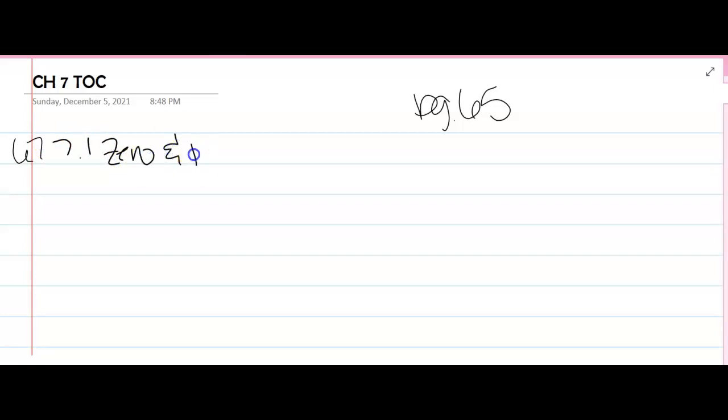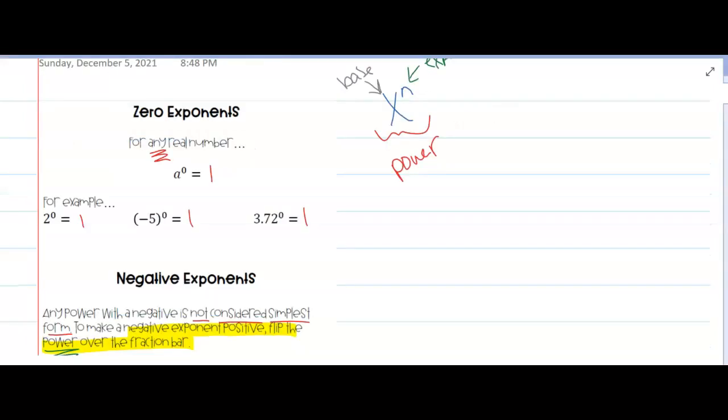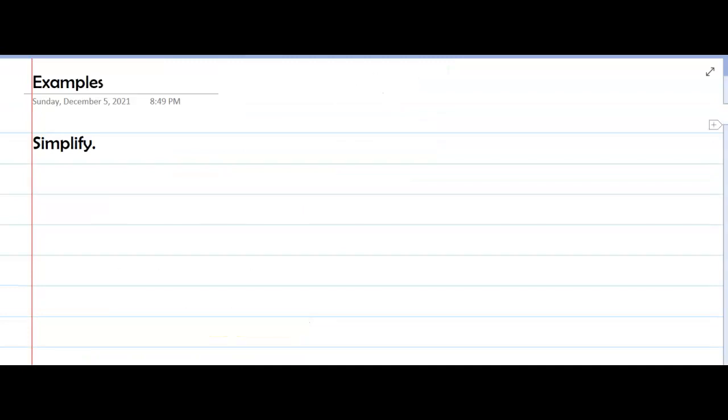which is 0 and negative exponents. So make sure you get your table of contents set up. We're going to want to get this graphic organizer glued into page 67, and then we'll flip on over to page 68 and look at some examples. So remember that anytime you have a negative exponent, your answer is not in simplest form. So that's kind of the big thing we're looking for today.